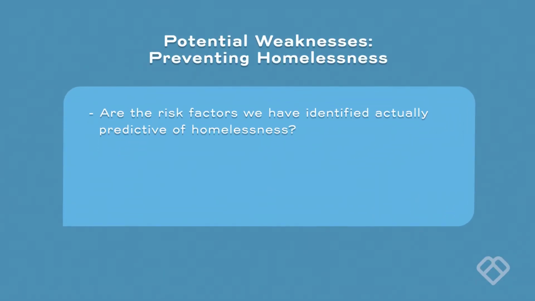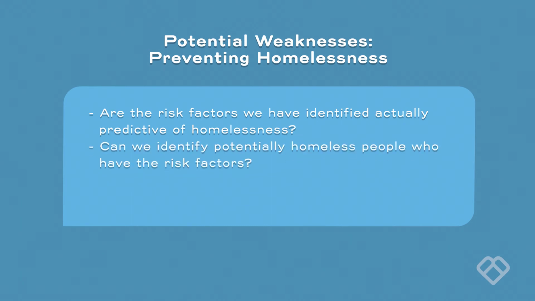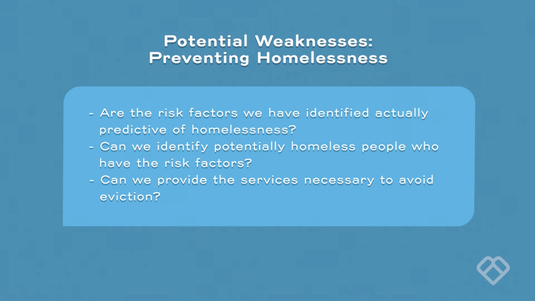And finally, the logic model for preventing homelessness and some of the questions we might ask about that logic model. For example, we mentioned a number of risk factors that we thought would predict homelessness. But are they actually good predictors of the likelihood that somebody will become homeless? And will we be able to identify individuals who have those characteristics? And then finally, even if we can identify them, can we provide the services that are likely to keep them from being evicted?